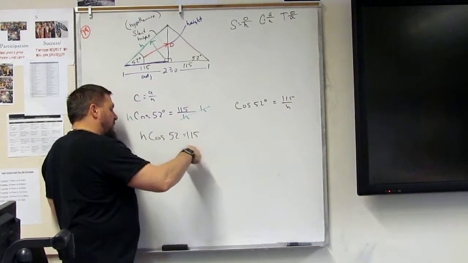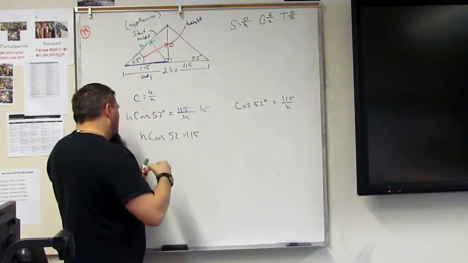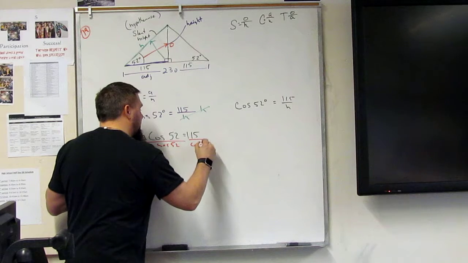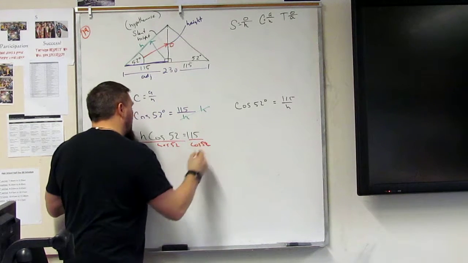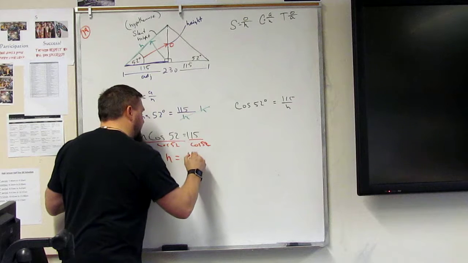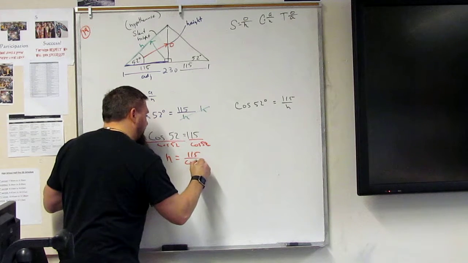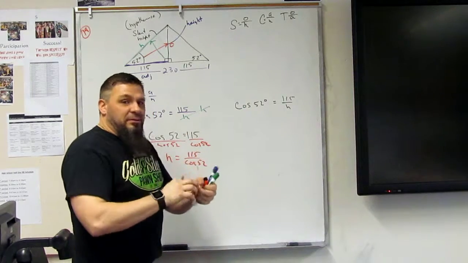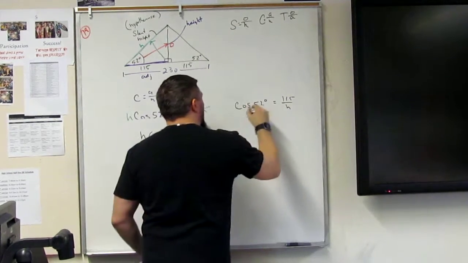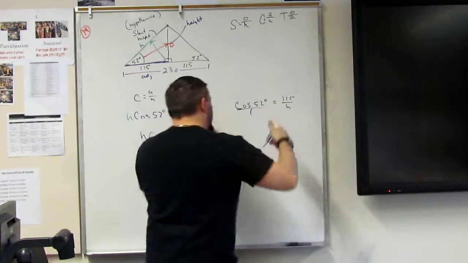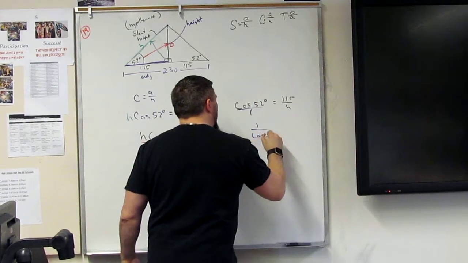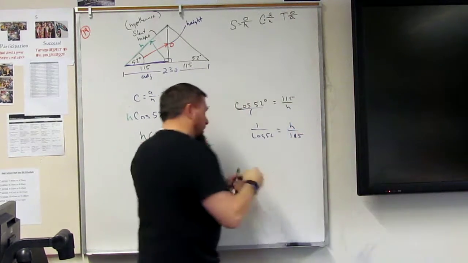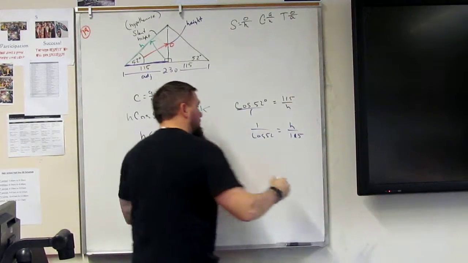So this one is now divided by cosine 52, divided by cosine 52. And I get H is equal to 115 divided by cosine 52. In this case, I flip it. So this is over 1. I just flip it: 1 over cosine 52 is equal to H over 115. And then I multiply by 115.